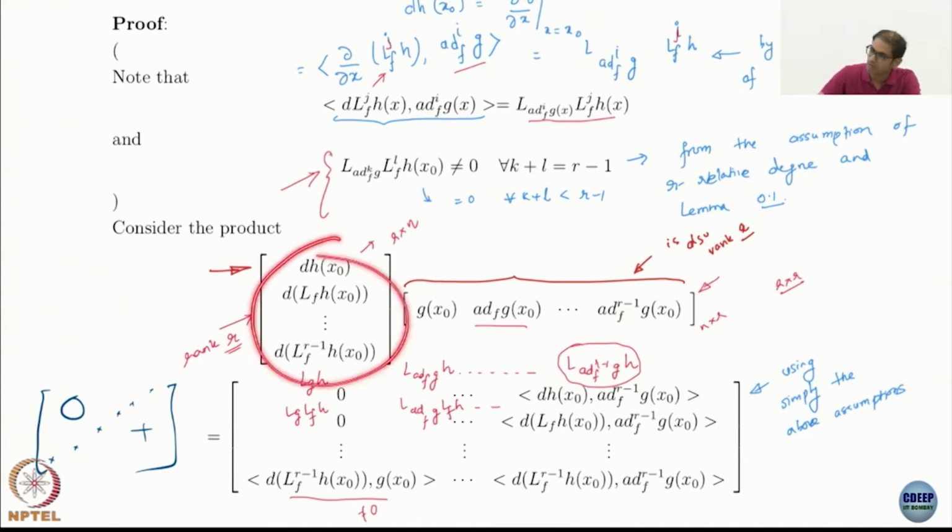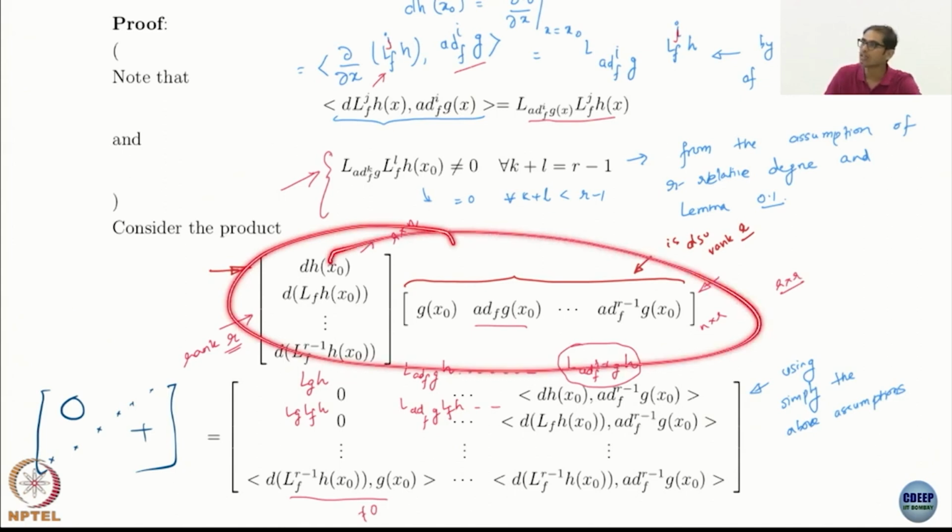We took all the row vectors we had and stacked them, so I got an R by N matrix: R rows because we have R terms, and N columns because of course the partial of h with respect to x will have N columns. And I multiply it with these guys. You start seeing all the ad notation here. This is an N by R matrix because each term is a vector field, an N by 1 vector, and there are R such terms. So the product, as you can see, is an R by R matrix. It's a square matrix, deliberately constructed.